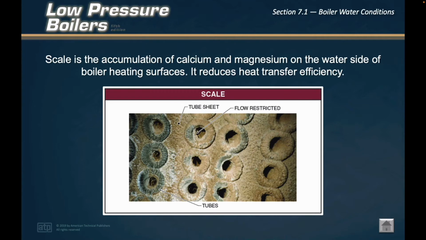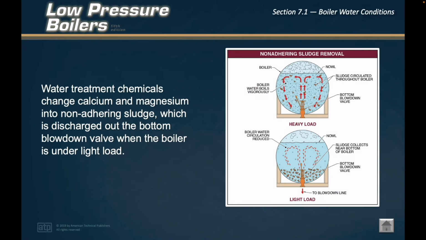When boiler water turns to steam, residual minerals are left in the boiler. Scale acts as an insulating material and reduces heat transfer efficiency. Scale also narrows the inside of the tube and restricts the flow of boiler water through it. This further reduces heat transfer. If the boiler water does not remove heat from the heating surface as designed, the heating surface overheats.